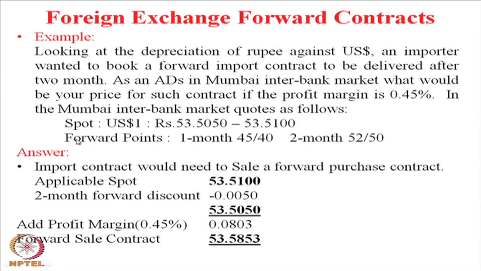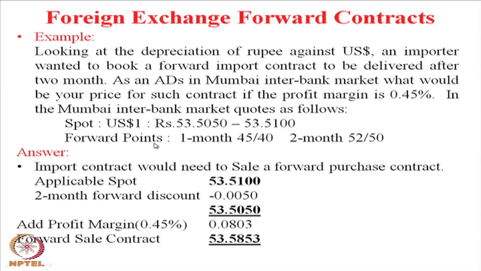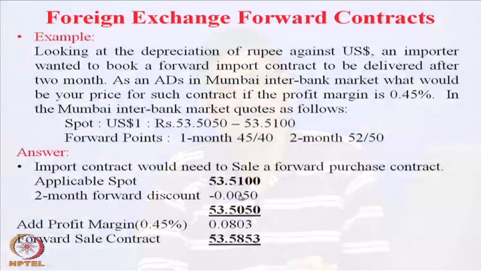Now, when does the importer need the dollar? After 2 months. But this rate is the spot rate, today's rate, and we need the rate after 2 months. The forward point after 2 months is 52.50. What does it mean? The second number, 50, is lower than 52, so the rupee is appreciating, not depreciating here. Dollar is a discount currency, rupee is a premium currency, so you have to deduct the forward premium. The forward point needs to be deducted.